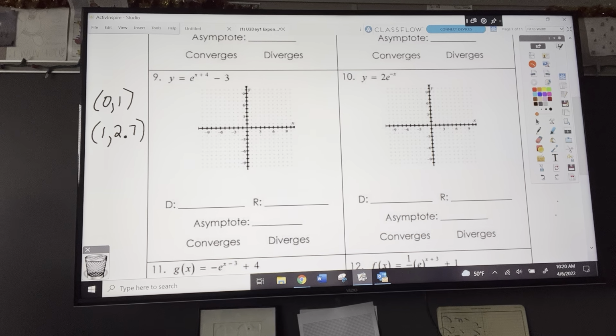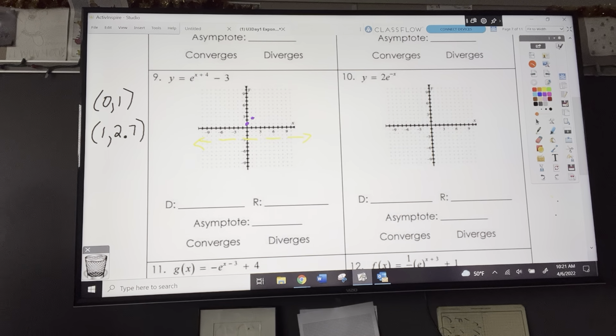I'm going to go ahead and plot those 2 points. I'm going to put the asymptote in. And I went through a better description of e in the video for the notes. I'm going to use purple. Okay, 0, 1. And then 1, and when you're graphing 2.7, it's about in between 2 and 3. So I'm just going to put it right there.